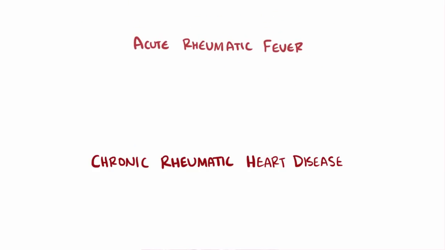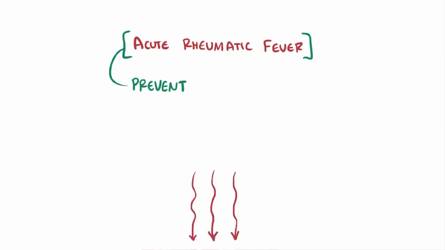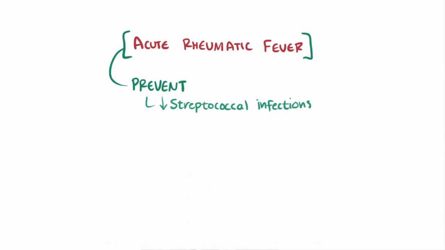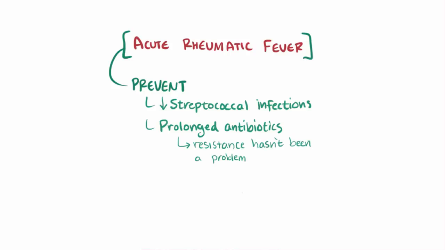Since recurrent attacks of acute rheumatic fever leads to chronic rheumatic heart disease, a major goal is to prevent these attacks of acute rheumatic fever, so essentially reducing recurrent streptococcal infections. So depending on the severity of symptoms and damage to tissue, patients might receive prophylactic antibiotic treatment for long periods of time, from 10 years to life. Amazingly, resistance to group A strep to penicillin hasn't been a problem after more than 50 years of extensive exposure.